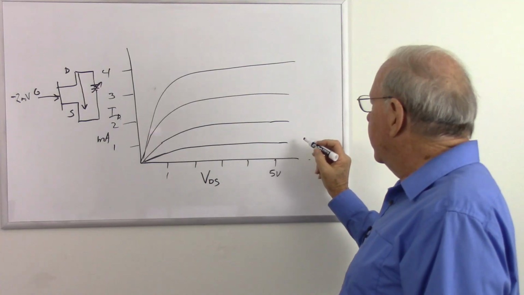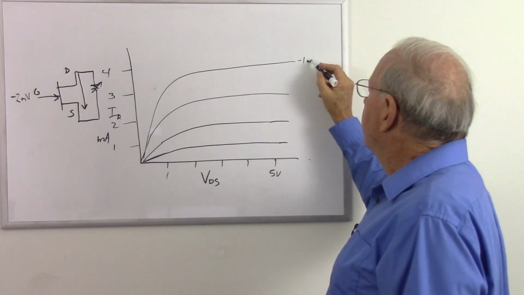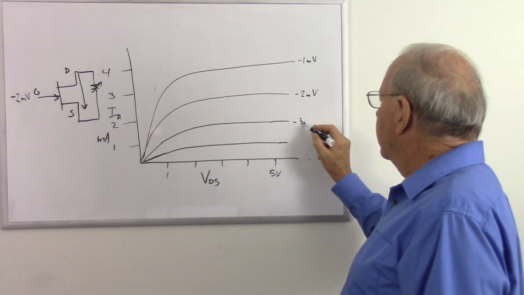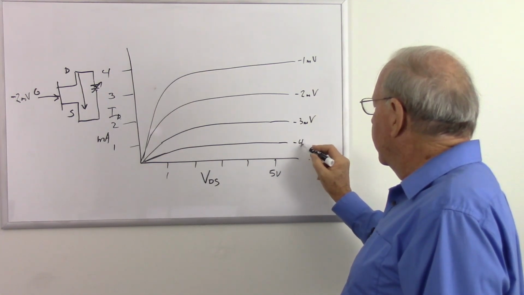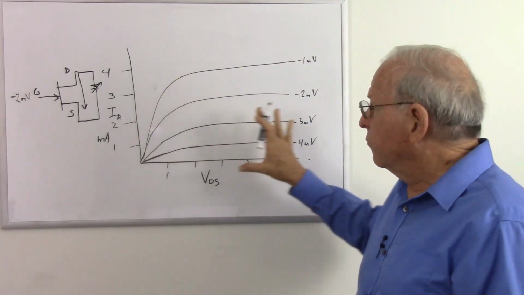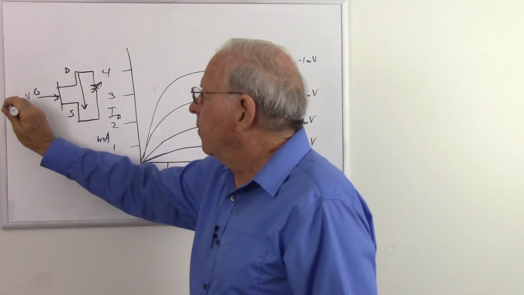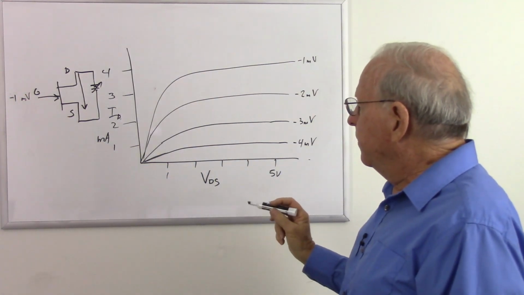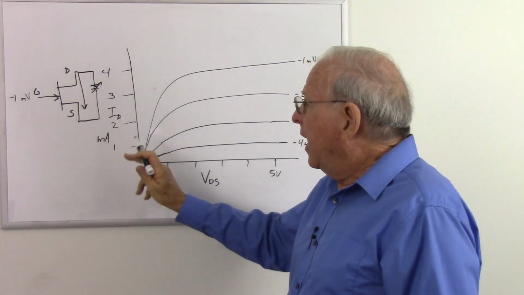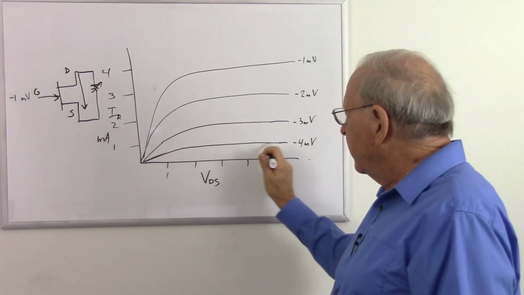So let's make this one minus 1 millivolt, minus 2 millivolts, minus 3 millivolts, and minus 4 millivolts. Now I'm completely making up these numbers, but it gives us a realistic view of how this will work. So what we're saying now is if I put minus 1 millivolt on the gate, now as I increase the voltage from the drain to the source, it doesn't act like a resistor because it starts going in a straight line, but then it flattens out.